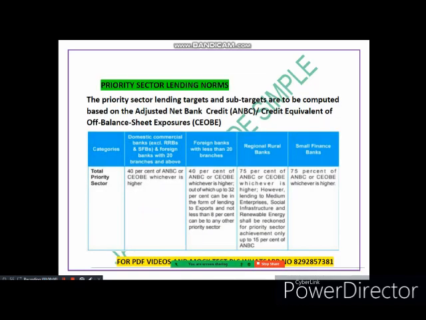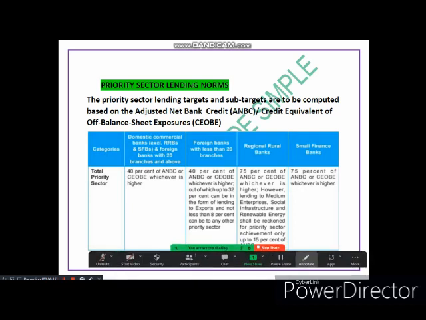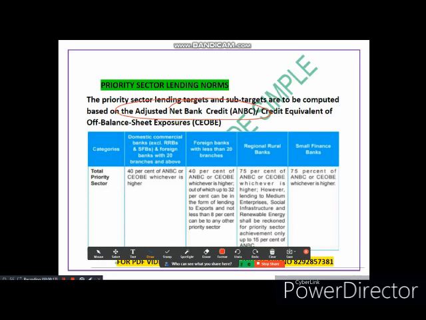Calculation of the target and sub-target for priority sector lending is based on two measures. What are the two measures upon which it is based? The first is ANBC, which is called adjusted net bank credit. So let us understand this. Let's consider a simplified example. Suppose a bank's ANBC is, so what is it? It is the total amount of money it has lent to borrowers.